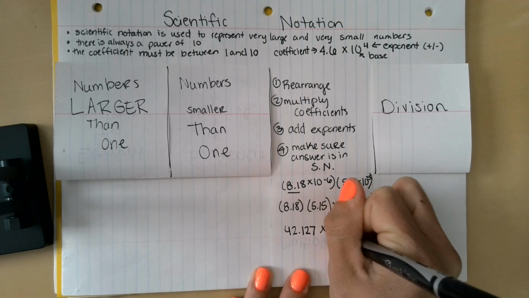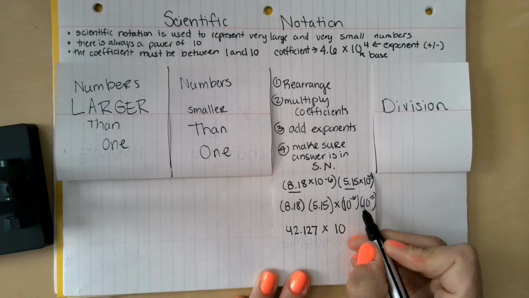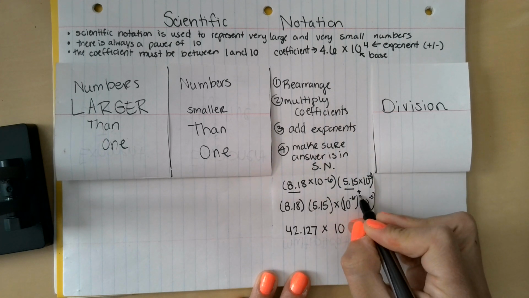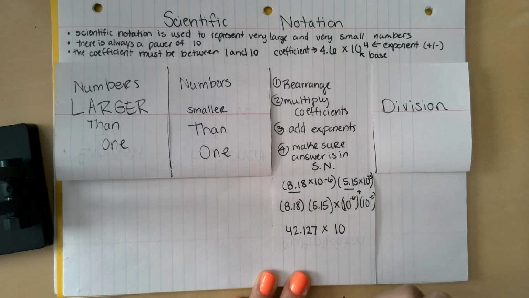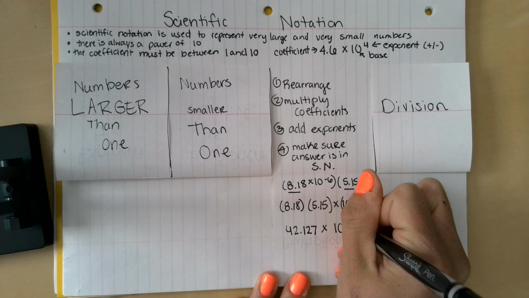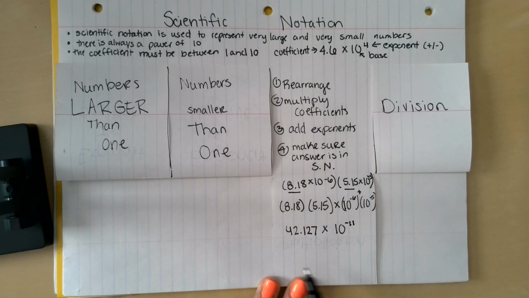Times, now we deal with our bases of 10. So we keep the base of 10, and what we're going to do is we're going to add these exponents. We're going to add negative 6 plus negative 5. And again, if you're not the best with positives and negatives, put it in your calculator. Negative 6 plus negative 5 is negative 11. So what this means is there's 11 decimal places all the way out here. So this is a teeny tiny number.